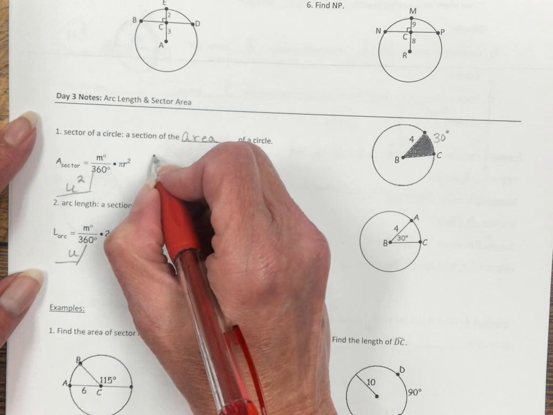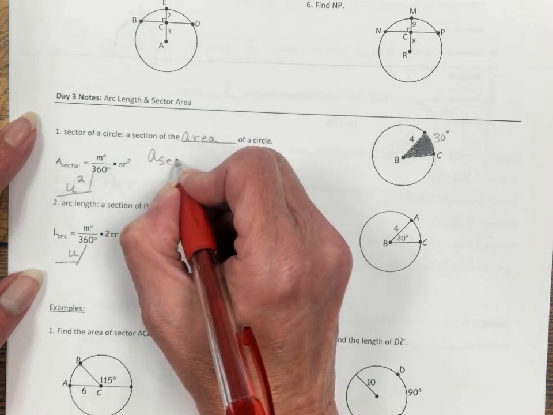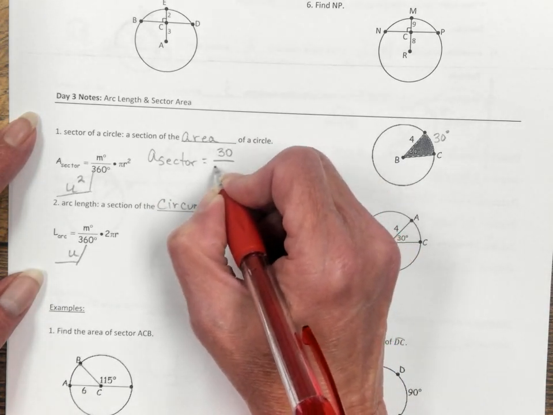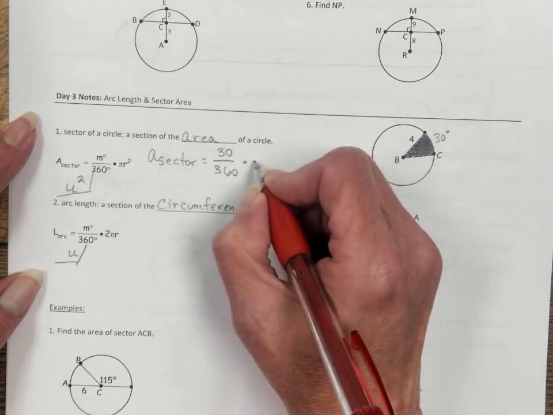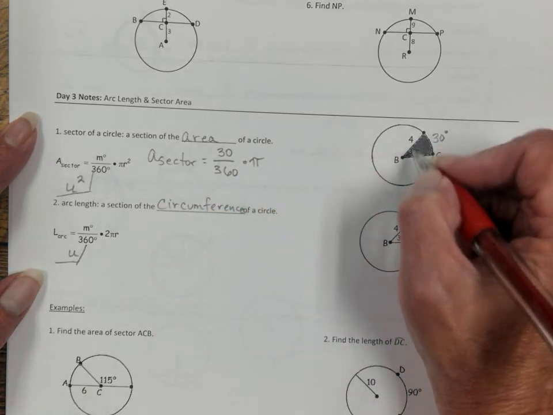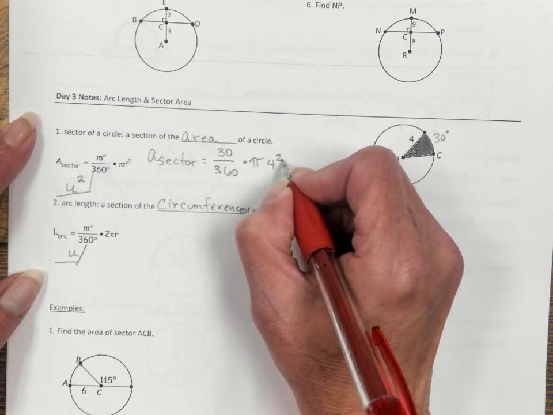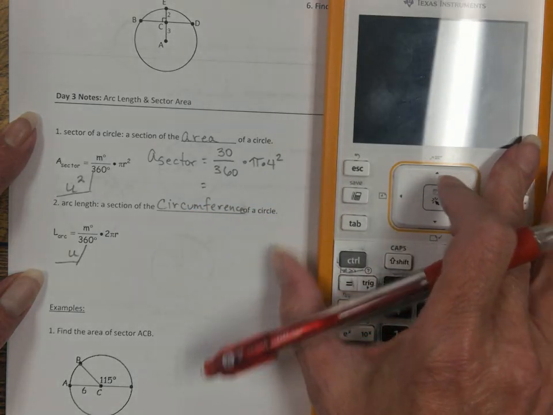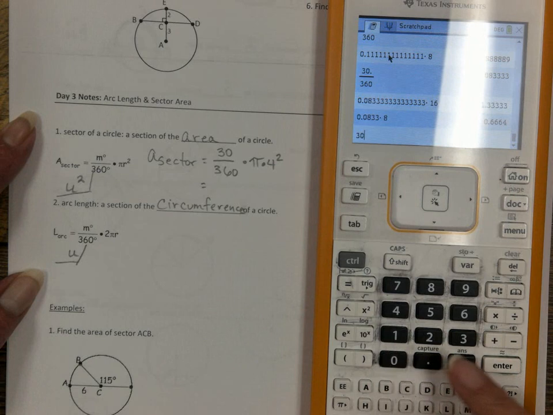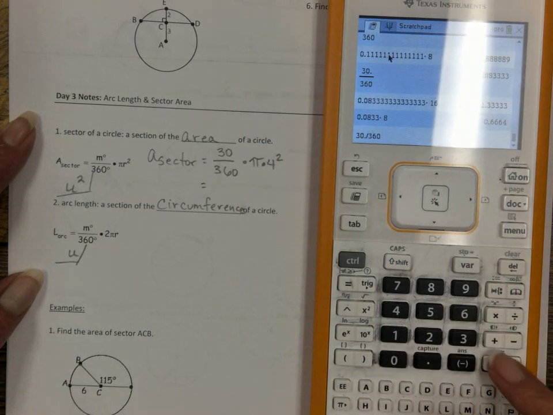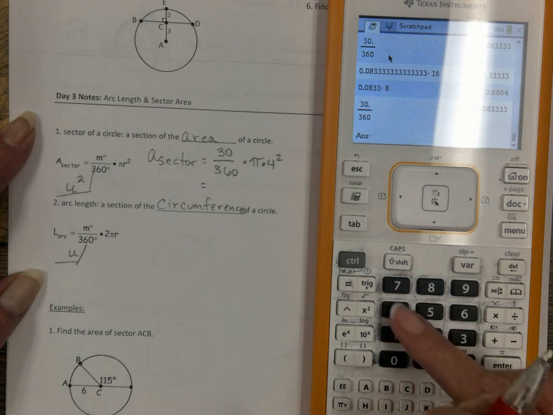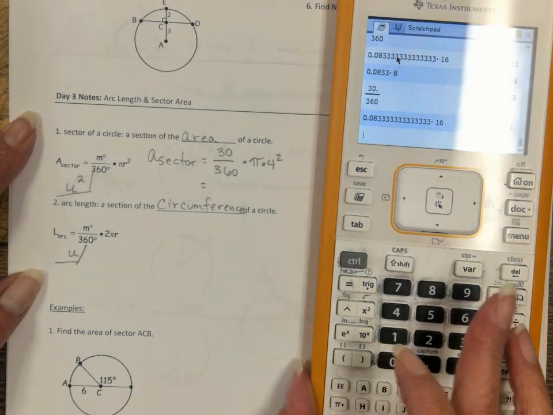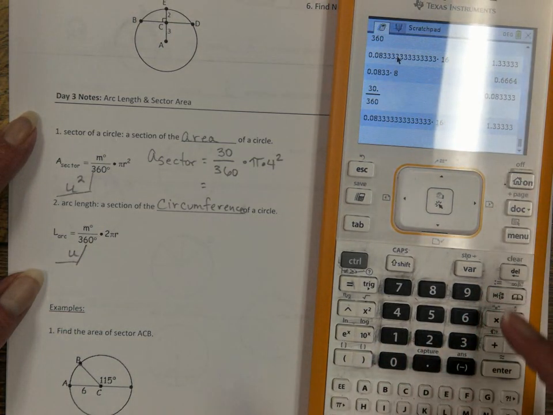So that looks like this. Area of the sector equals 30 divided by 360 times pi radius, which I'm given as 4, squared. Okay, 4 squared. So I'm going to put that in my calculator and get 30 divided by 360 times 4 squared, which is 16, and I get 1.33.